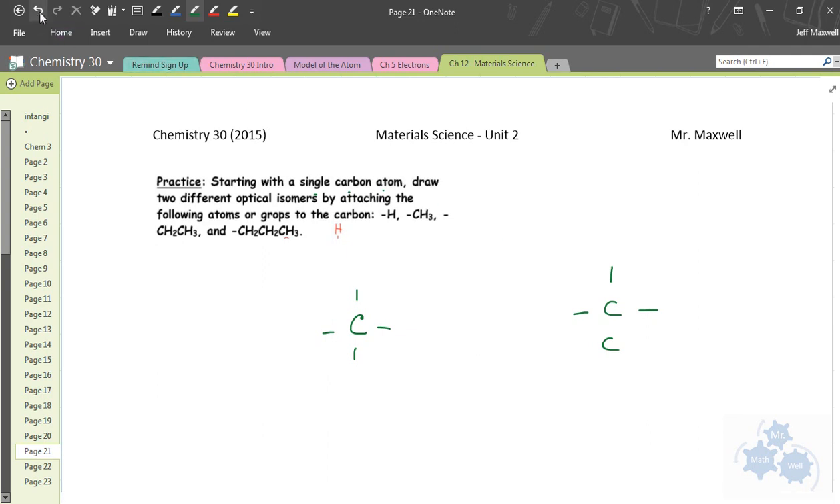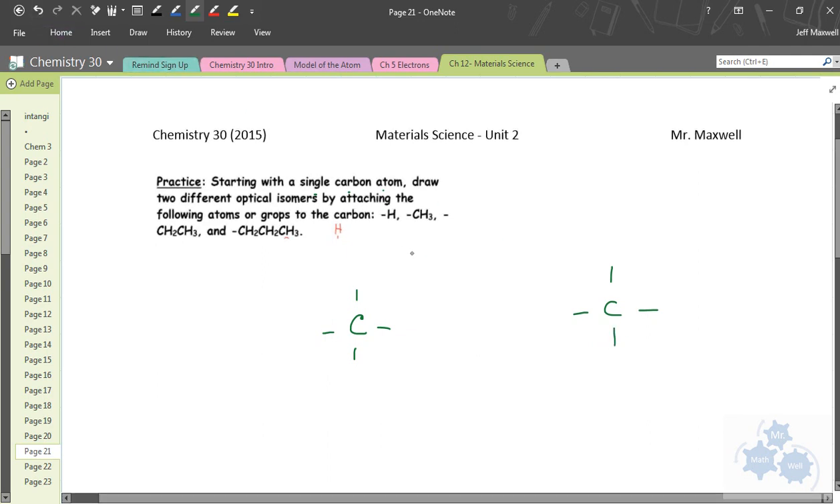Draw the 2 optical isomers given these groups. So there's going to be an H on one, there's going to be a methyl on the other. Okay, there's going to be an ethyl group here, and this is a propyl group, 3 carbons. Okay, so draw me the optical isomers. I'll give you a minute to do that.